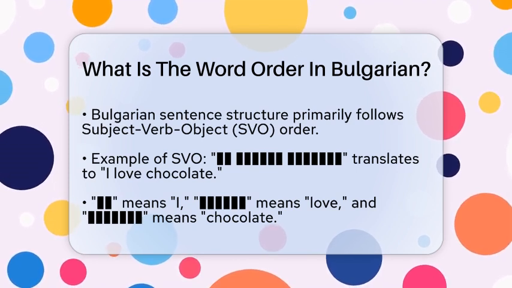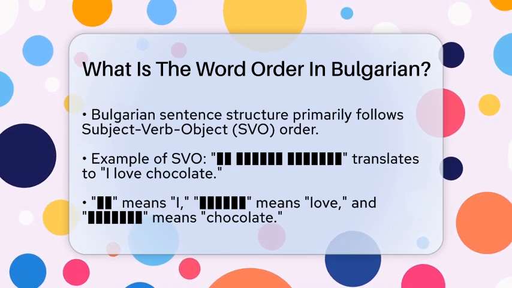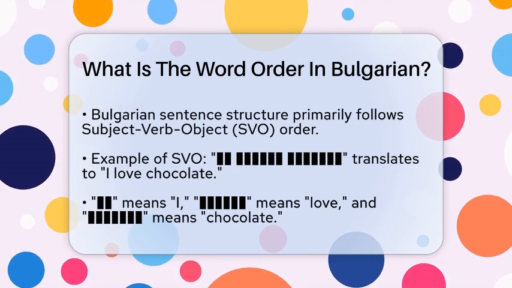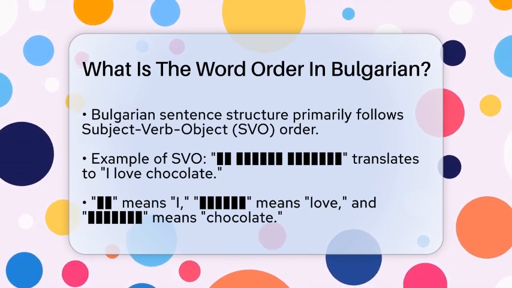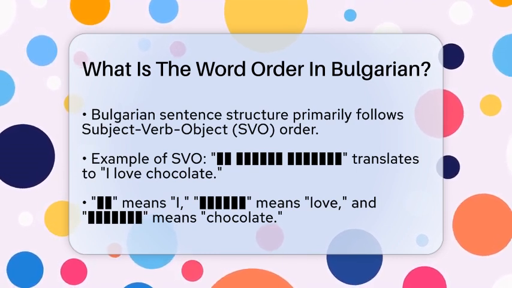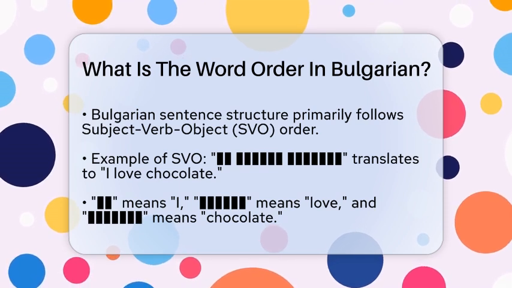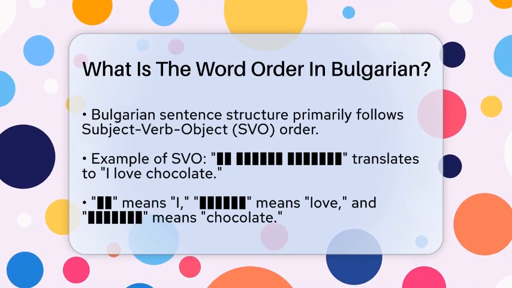This means that in a typical sentence, you start with the subject, followed by the verb, and then the object. For instance, the phrase translates to I love chocolate. Here, aze means I, means love, and means chocolate.